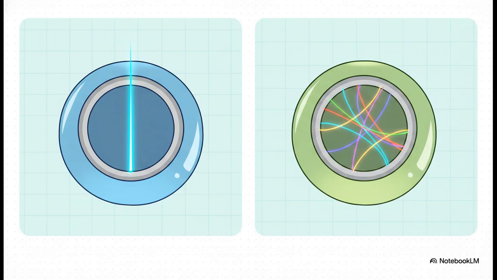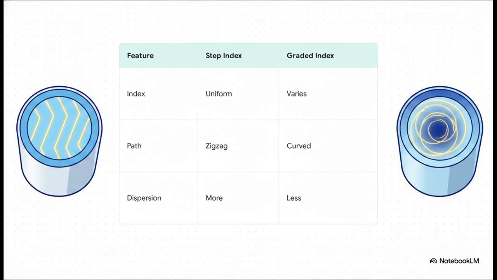This one uses a much wider core, around 100 micrometers, and because it's a wider lane, it allows light to travel in multiple different paths, or modes, simultaneously. Now, multi-mode fibers actually come in two distinct flavors.